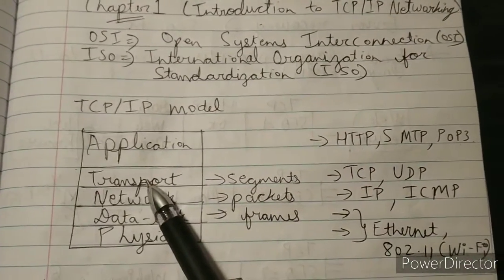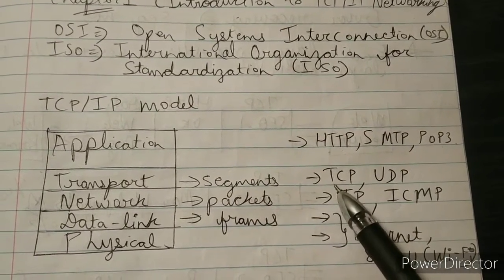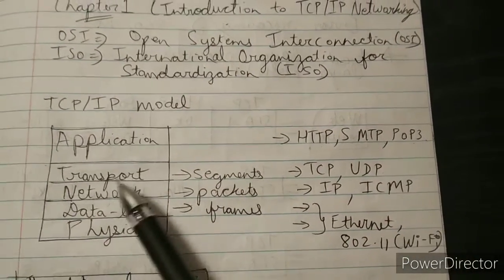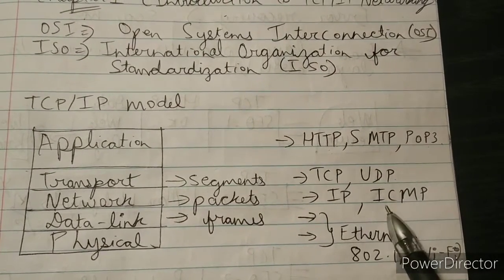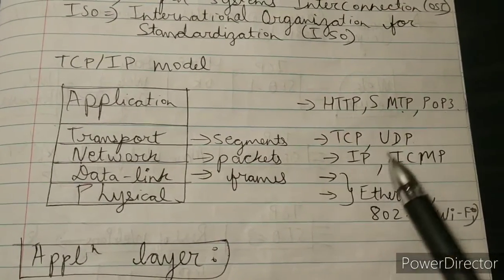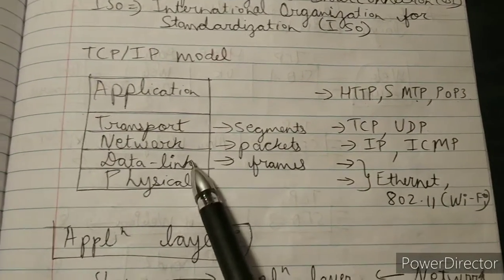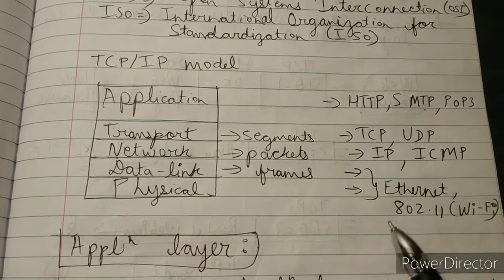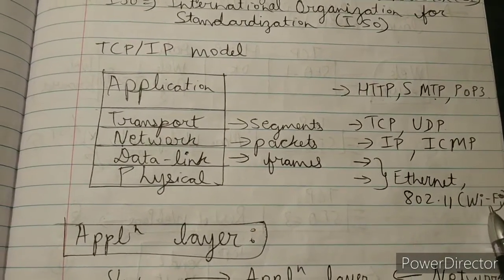Examples of protocols which are included in the transport layer include the TCP and the UDP, which is the Transmission Control Protocol, and UDP is the User Datagram Protocol. Examples of protocols which are included in the network layer include the IP and the ICMP. So the IP stands for the Internet Protocol and the ICMP stands for Internet Control Message Protocol. When we talk about the data link and physical layers, we have certain methodologies which include Ethernet and 802.11 Wi-Fi.